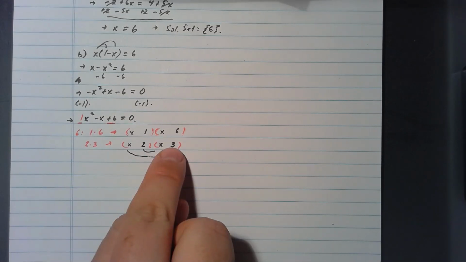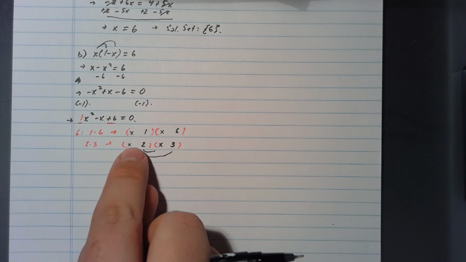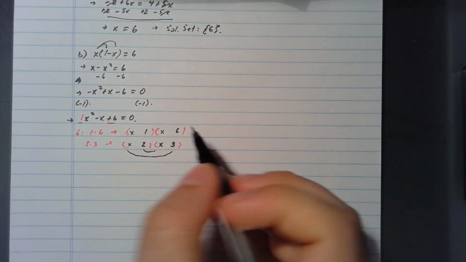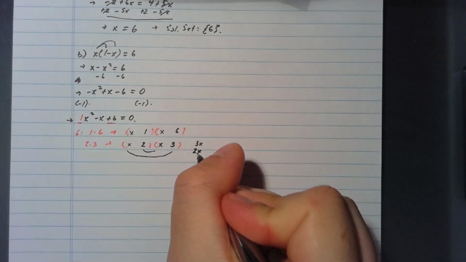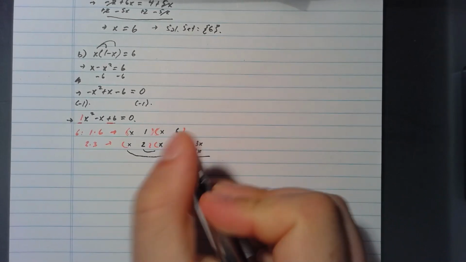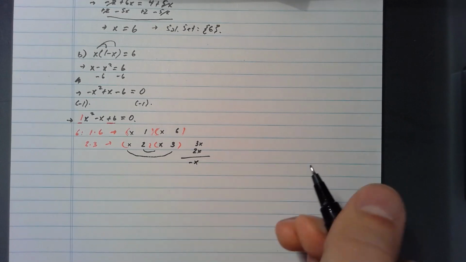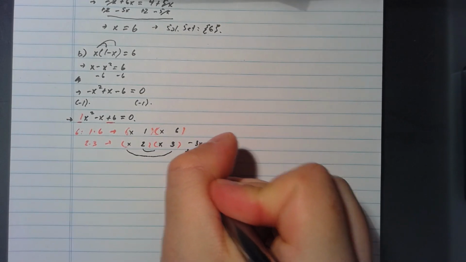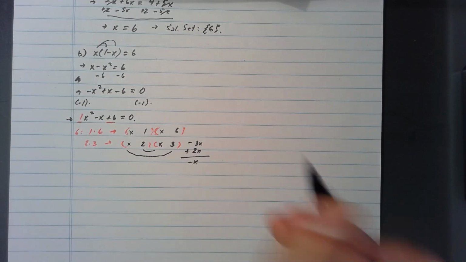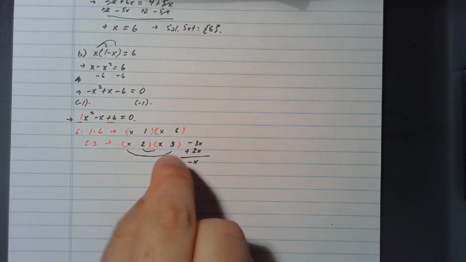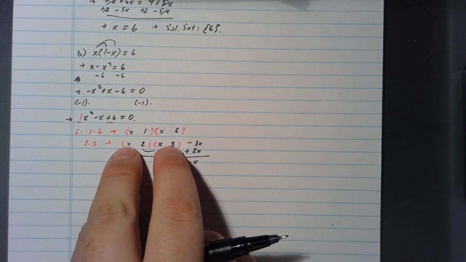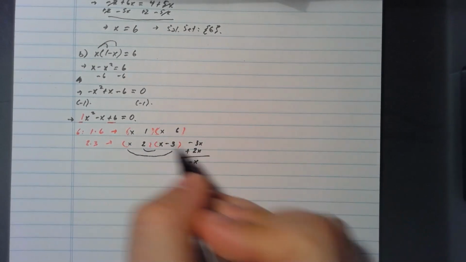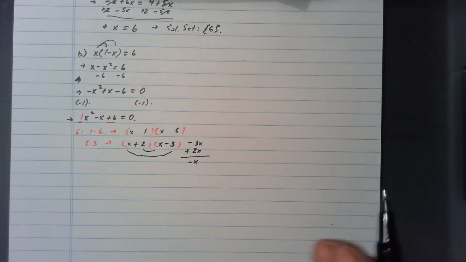So x times 3 is 3x, right? And then 2 times x is 2x. How do I get them to be negative x? How do I get that? Well, that would mean that the 3x would be negative and the 2x would be positive, right? So that means that the x and 3 is going to be negative, and the 2 and the x is going to be positive, right?